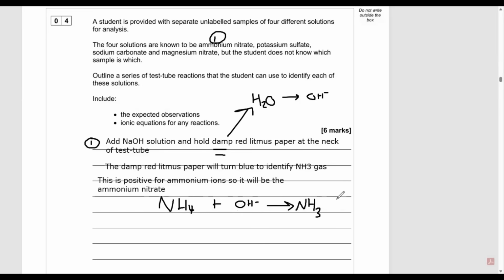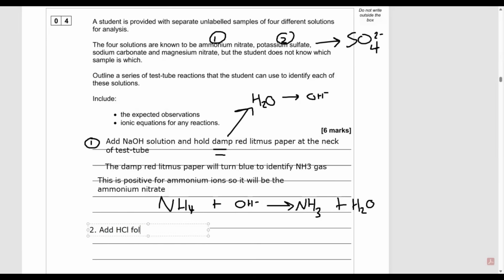Our NH4 plus, I should write a plus there on the NH4, made a mistake there, sorry, is going to react with the OH minus, and that's going to form ammonia and water. And now we're going to look at the second one, which is potassium sulfate.